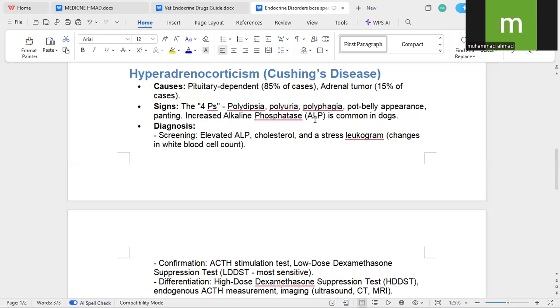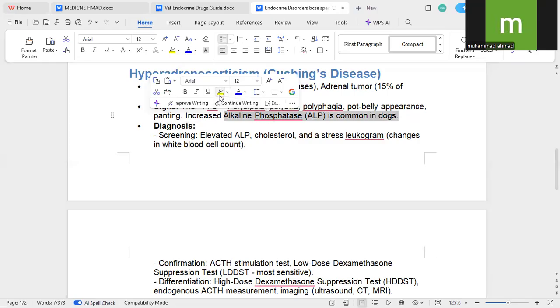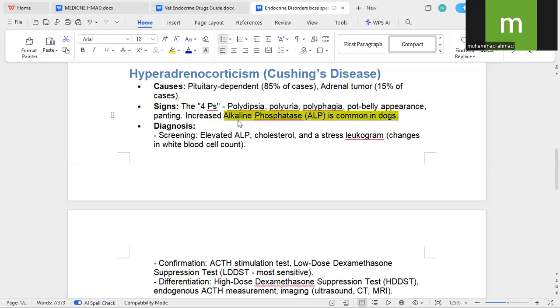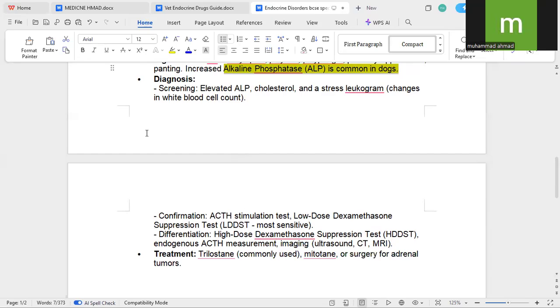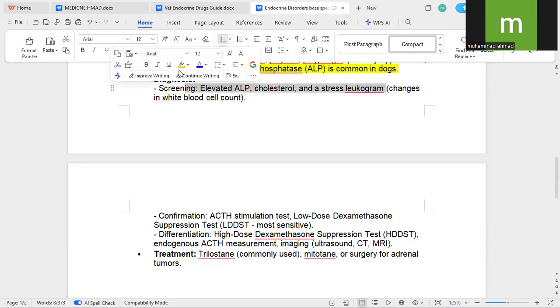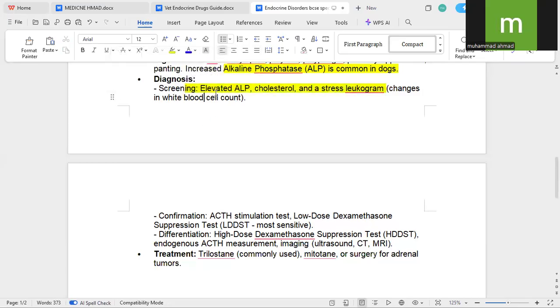And if we go for the CBC or liver test, there is an ALP increase. This is most important. ALP increase is common in dogs. So if an animal has all the signs with the increased ALP, we can go for Cushing disease. There are a lot of screening tests. We will discuss one by one later. So there is elevated ALP, cortisol, and stress leukogram. This is important. So you may have a case with high ALP, cortisol, and stress leukogram, and polyphagia, polydipsia, polyuria, pot belly. So there may be Cushing disease.